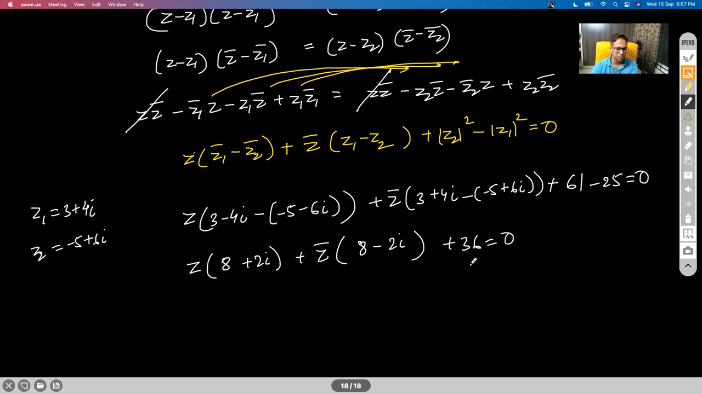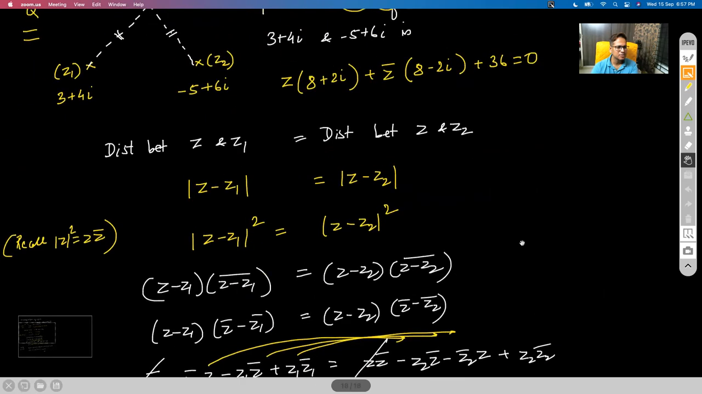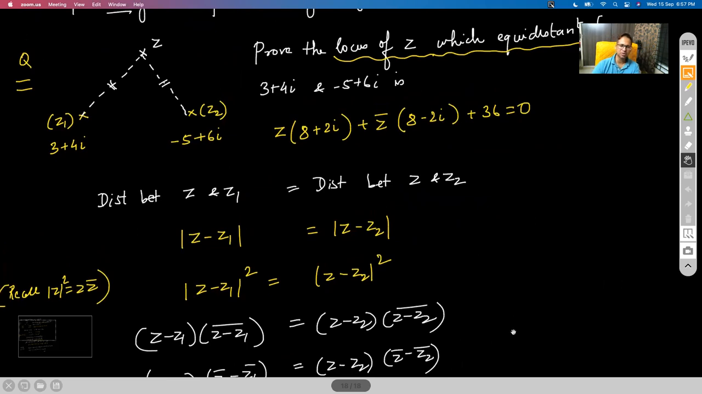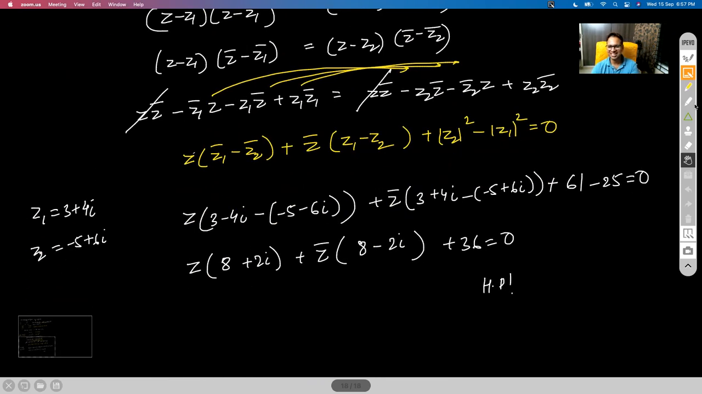Is this what we wanted to prove? Yes, this is what we wanted to prove, right? So this is the question which can be asked to you. See, I have not taught you anything new here. I have just given you the basic use of your geometrical understanding of modulus, right? Are you getting my point? So this is what we call locus-based questions. Are you getting my point?